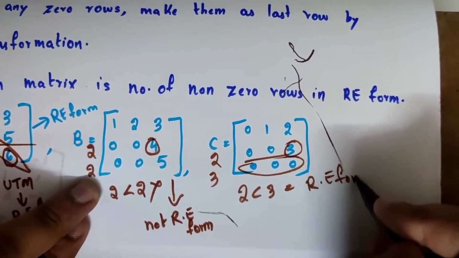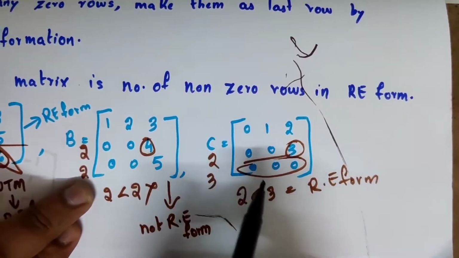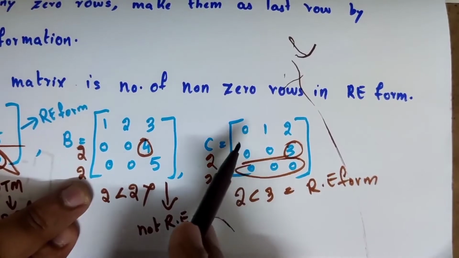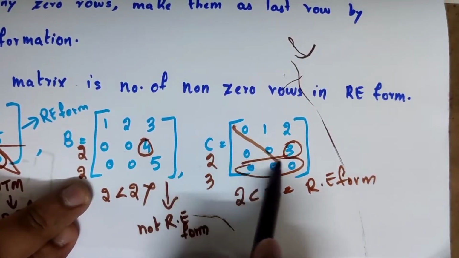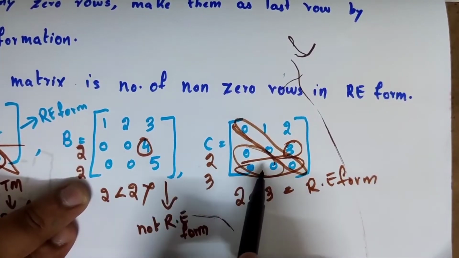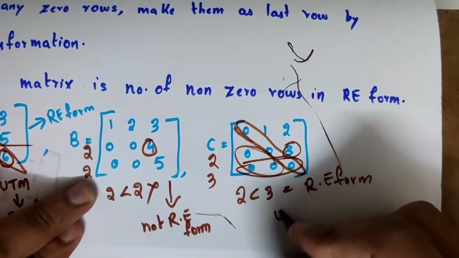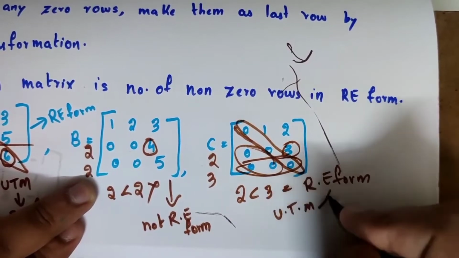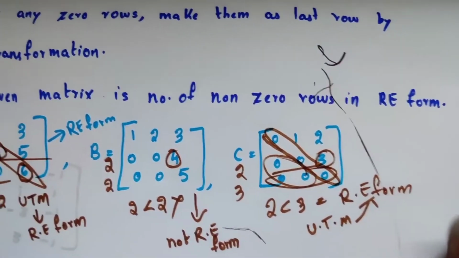Or you can also simply conclude by the statement that row echelon form is an upper triangular matrix. I said right. So this is our principal diagonal. So below the principal diagonal, elements are all 0. So this is also an upper triangular matrix, which indirectly indicates that it is in row echelon form.